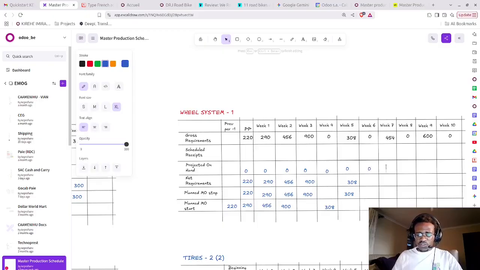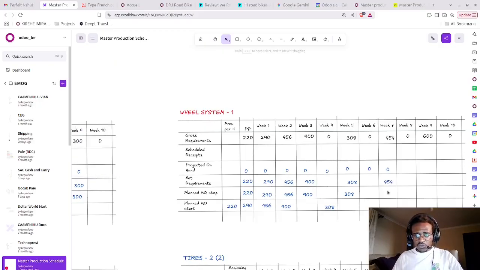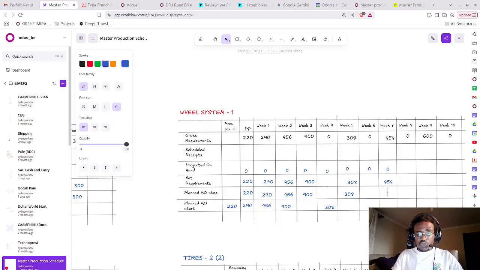So here will be 0. I don't need to go on. Here will be 0. That's a projected on hand. So I should be having a net requirement of 454. I should be having a planned MO stopping on this week, which means it should be starting 1 week before. Week 8, I have 0. Week 9, I have 600, but I have 0 on hand. So I have a net requirement of 600. I have a planned MO for 600 bikes, but it should be starting 1 week before. Stopping week 9, starting week 8, and week 10 we have 0.